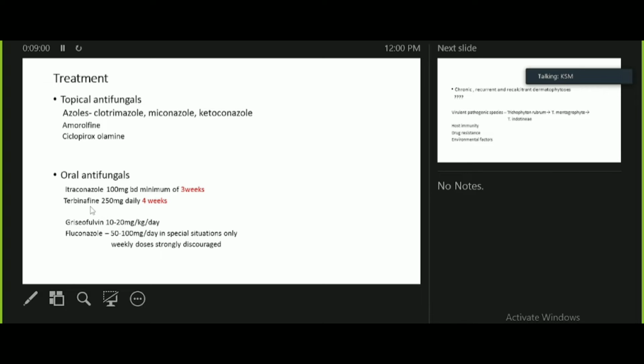And if you are treating with terbinafine, it has to be 250 mg daily for at least 4 weeks treatment. And griseofulvin and fluconazole were used over the years, and now the minimum inhibitory concentration is reaching a higher level, so that's showing very less response. So this is the dose for griseofulvin, and fluconazole should not be used, and that's only used in some special situations, so that is 50 to 100 mg per day dose. And it's always strongly discouraged to use weekly doses of fluconazole.